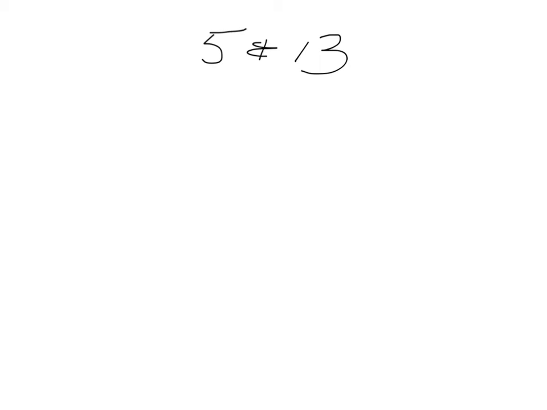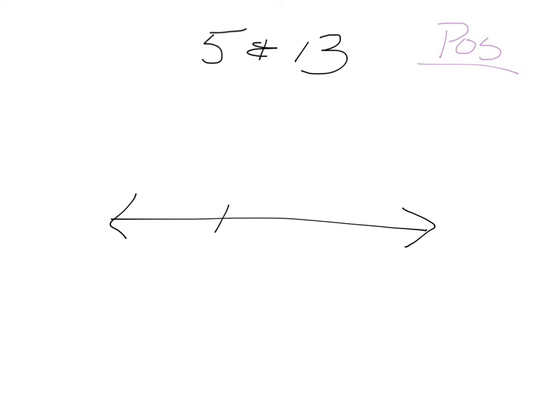For this next one, we have 5 and 13. We want to know the distance between 5 and 13. So we know the answer has to be positive because distances are always positive. So if we looked at these on a number line, we have 0 here, 5 would be somewhere along here, and 13 would be somewhere along here.